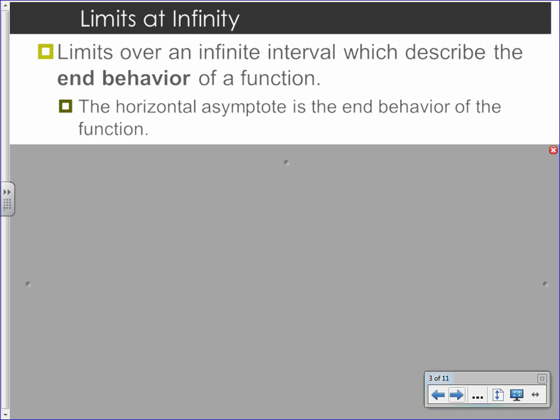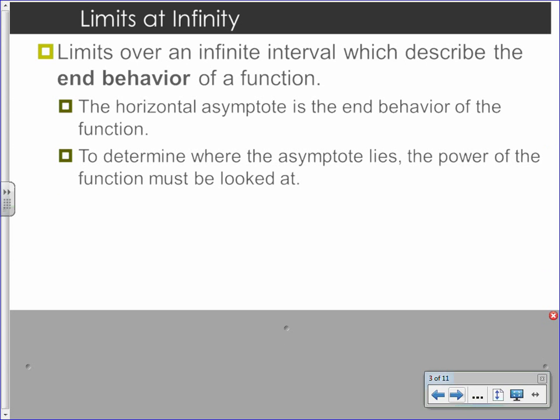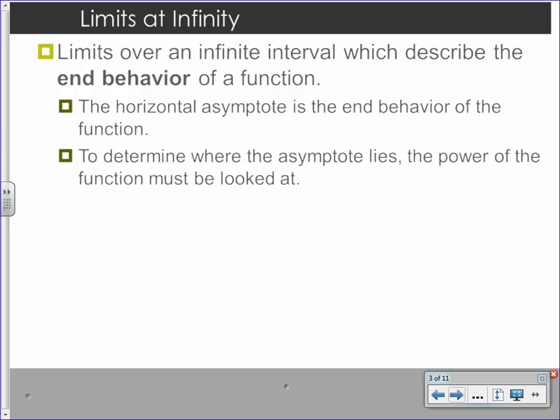First of all, we have horizontal asymptotes that are going to tell us what's happening at the beginning and end of our graph. But not everything is going to be a rational function. A rational function is the only type that is going to have horizontal asymptotes. If it's not a rational function, we would have to look at something else. Sorry, I forgot about this bullet. We have to review a couple things when we get there. But to determine where the asymptote lies, the power of the function has to be considered.